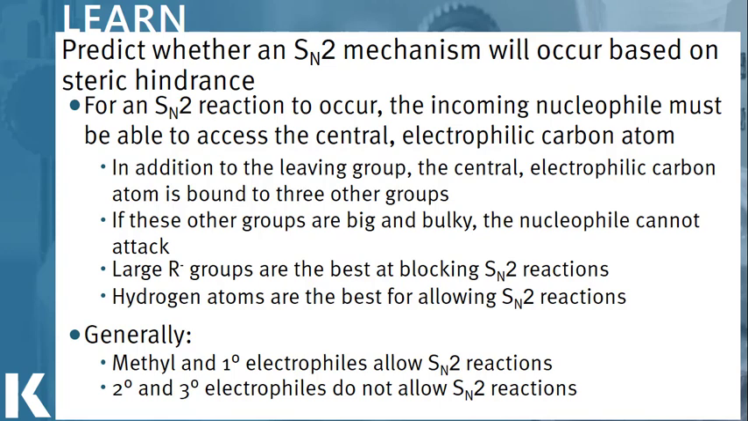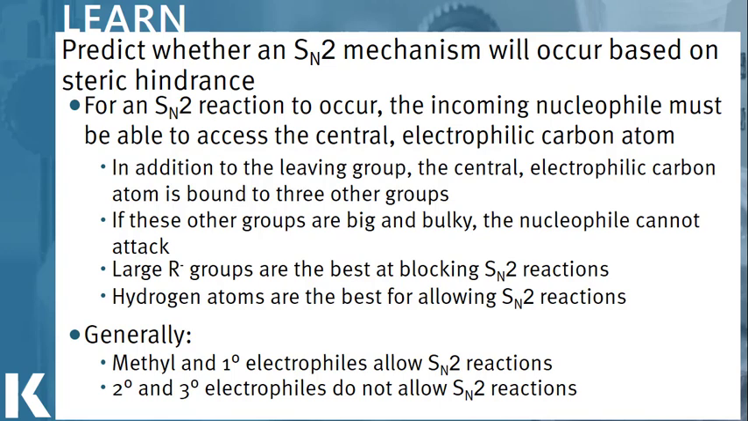So first, remember that SN2 reactions occur in one big step. The nucleophile attacks the electrophile. There's a transition state where the electrophile is kind of hanging on to the leaving group and the nucleophile, and then the leaving group is kicked off.